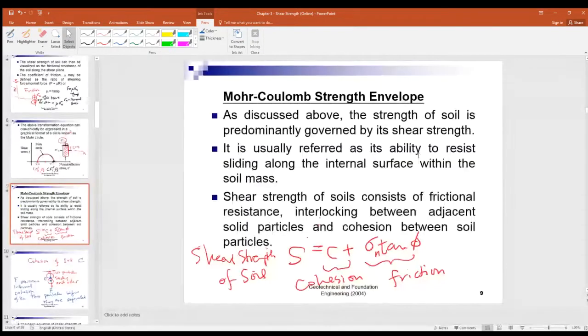So that's a very important equation. The shear strength of soil is equal to cohesion plus friction. So that is the Mohr-Coulomb strength envelope.